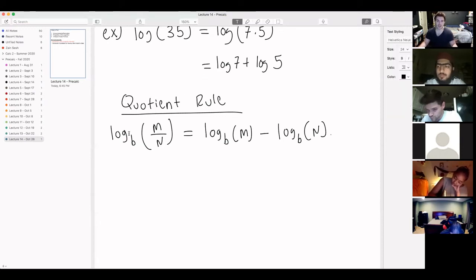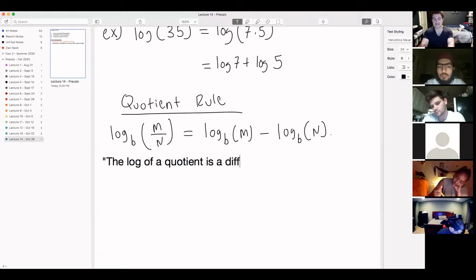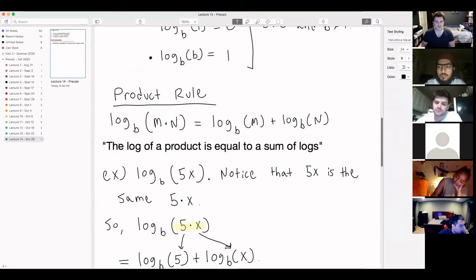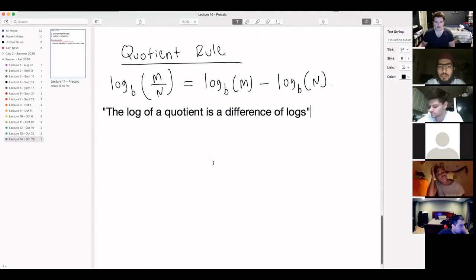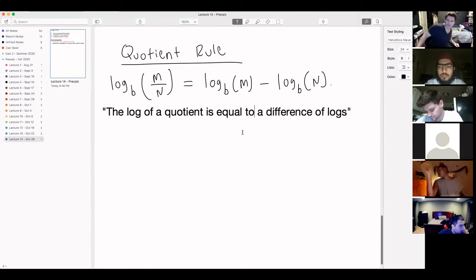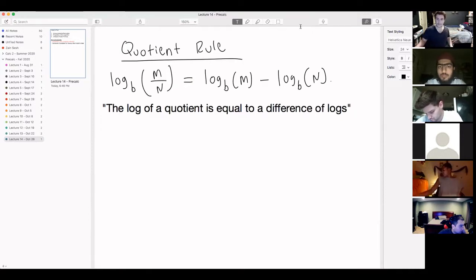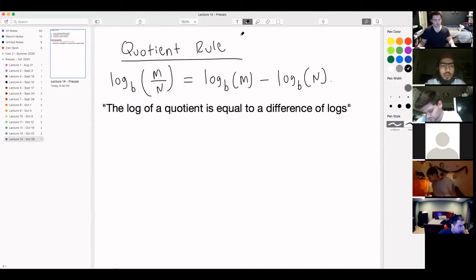Let me write it in informal mathematician language. This would be phrased as: the log of a quotient is a difference, where difference refers to subtraction, a difference of logs. So that's how you say it. Is equal to a sum of logs. Yeah, I guess, is equal to a difference of logs. Good. Let's now do a few examples with this.